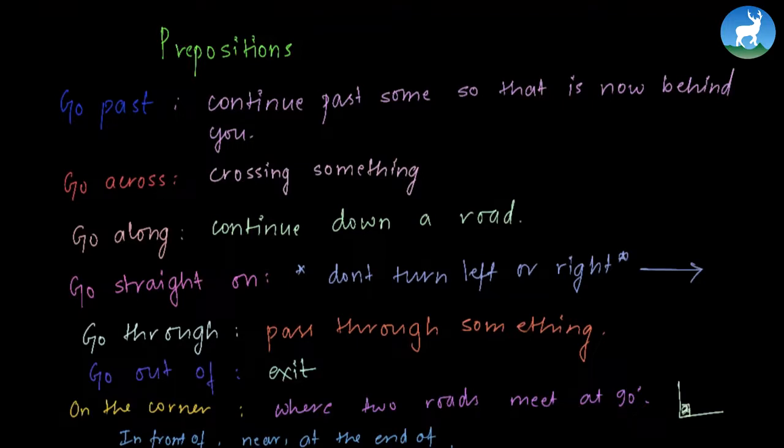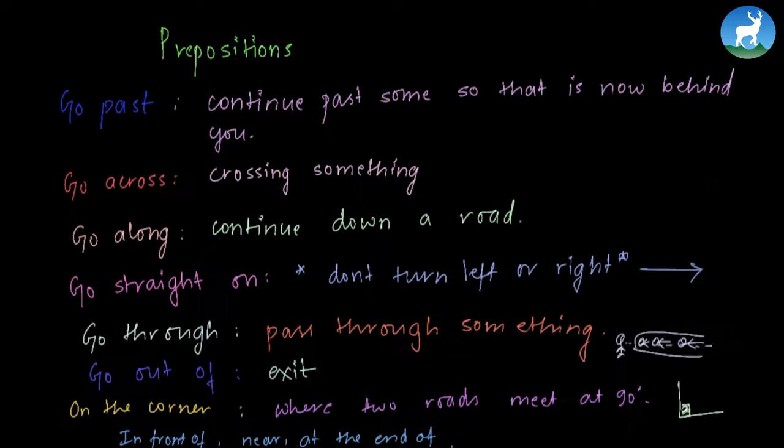Go through, pass through something. Like tunnels, which are somewhat closed, this is a tunnel, you go through this, okay? Like this. I'm very bad at drawing, so forgive me for that, but I hope you understand with this. A tunnel, you enter, go through it and come out, it's go through something. Go out of means exit, go out of something. On the corner means at the corner.